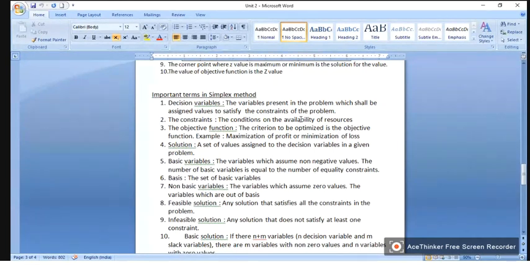Okay, proceed, Harika. The objective function. The criterion to be optimized is the objective function. Example, maximization of profit or minimization of loss. For the crop allocation problem, do we have maximization or minimization? Maximization. Maximization of what? Profit, sir.